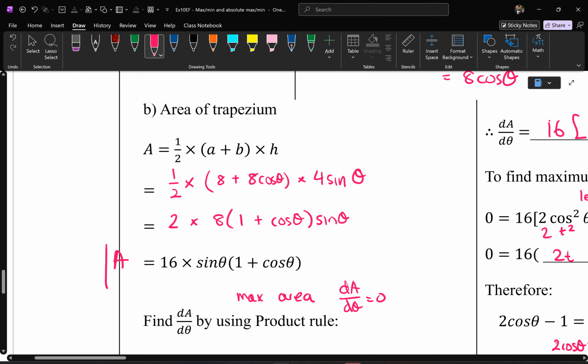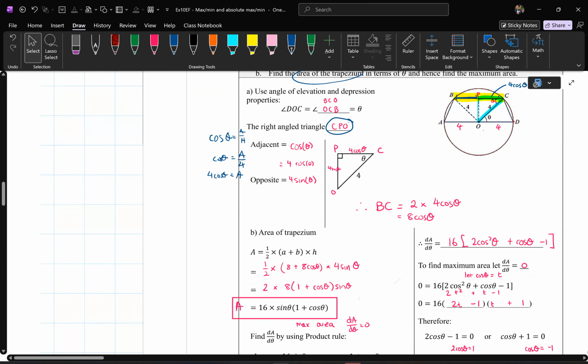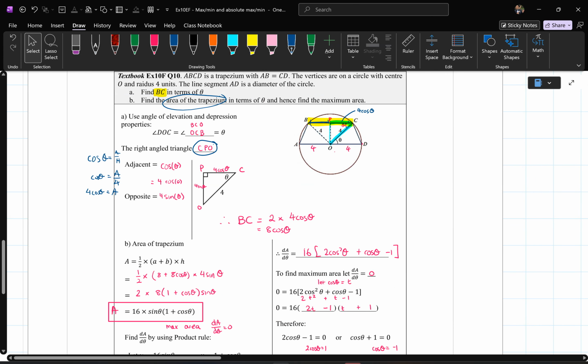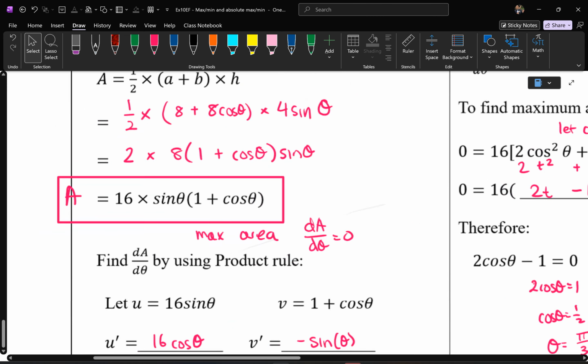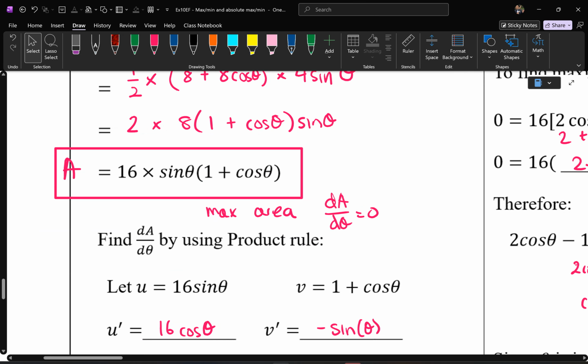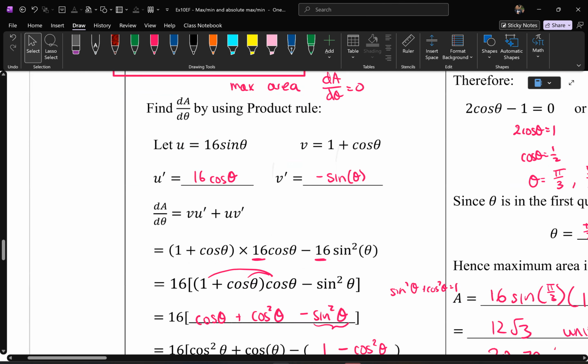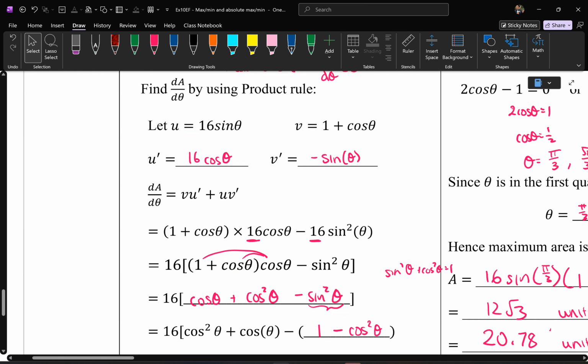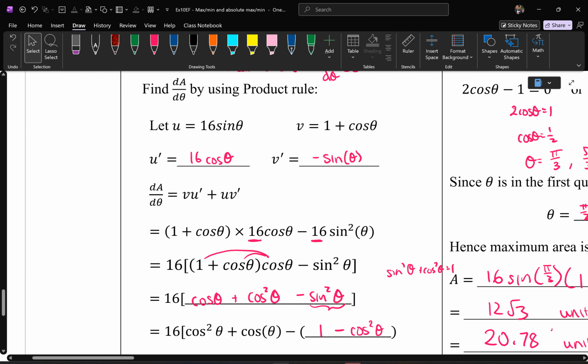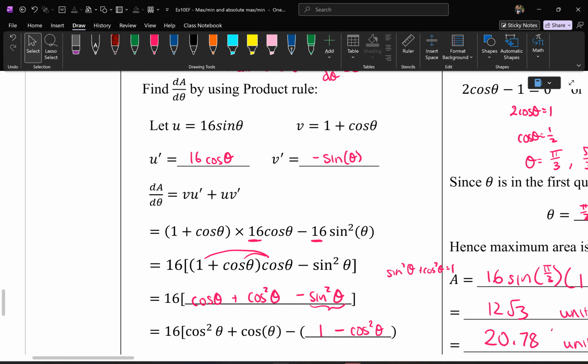This gives you the area formula now. So you got the area formula. But they said find the area of the trapezium in terms of theta, which I have. Next, hence find the maximum area. So now that I've got the area formula, the max area occurs when the derivative equals 0. So you have to find the derivative. Now from this point, you could use a calculator to find the derivative and then solve from there. I did it by hand.